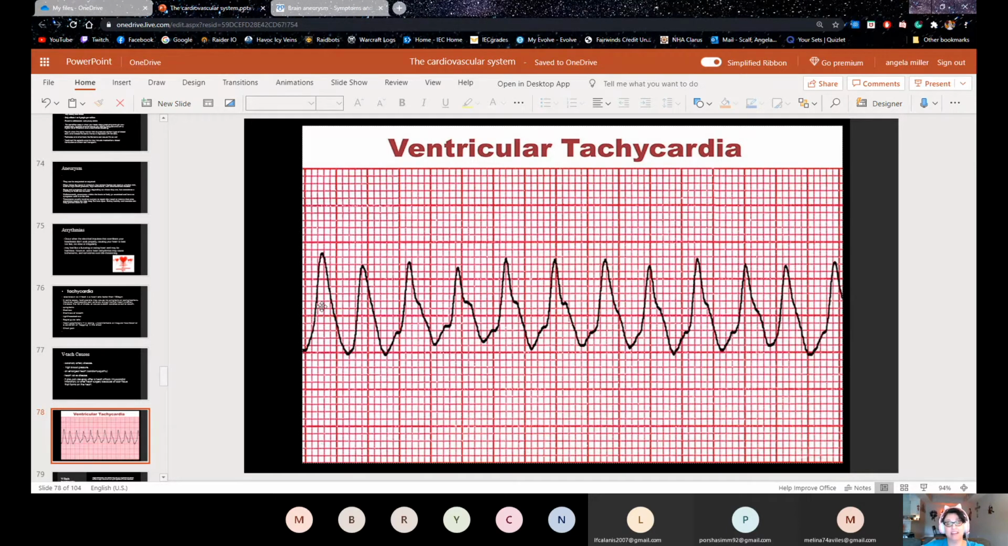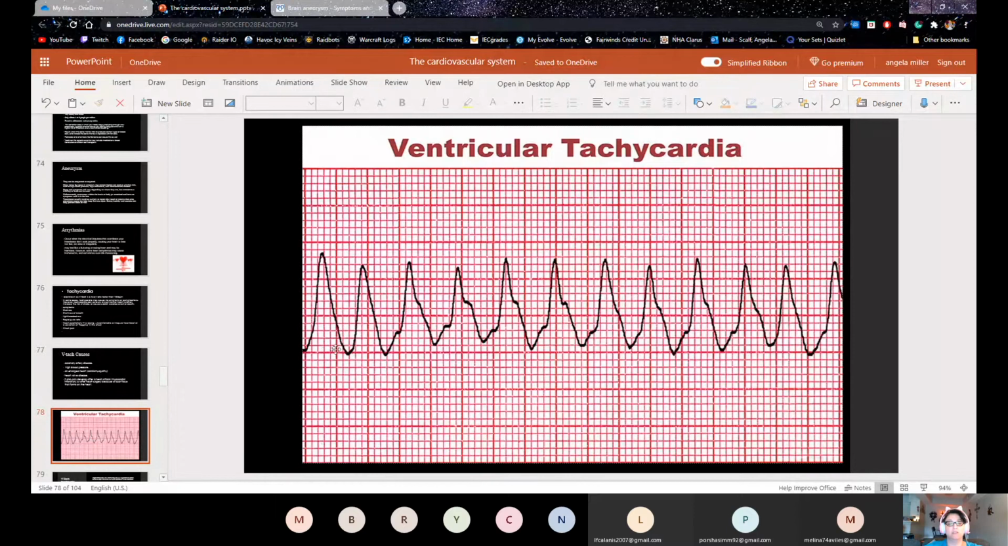So that's the second clue that tells me this is ventricular tachycardia, because when this QRS is wide, it's coming from the ventricles. And those are the two classic signs of ventricular tachycardia. A lot of extra complexes and real wide QRSs.